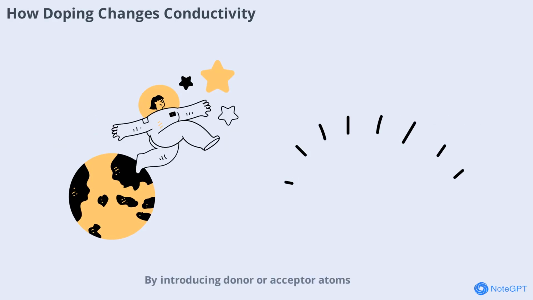By introducing donor or acceptor atoms, doping increases the number of charge carriers in a semiconductor. This makes the material much more conductive than its pure form. The amount and type of dopant can be precisely controlled to achieve the desired electrical properties. This flexibility is what makes semiconductors so versatile in electronics. Next, let's see how doping is actually performed in the lab.